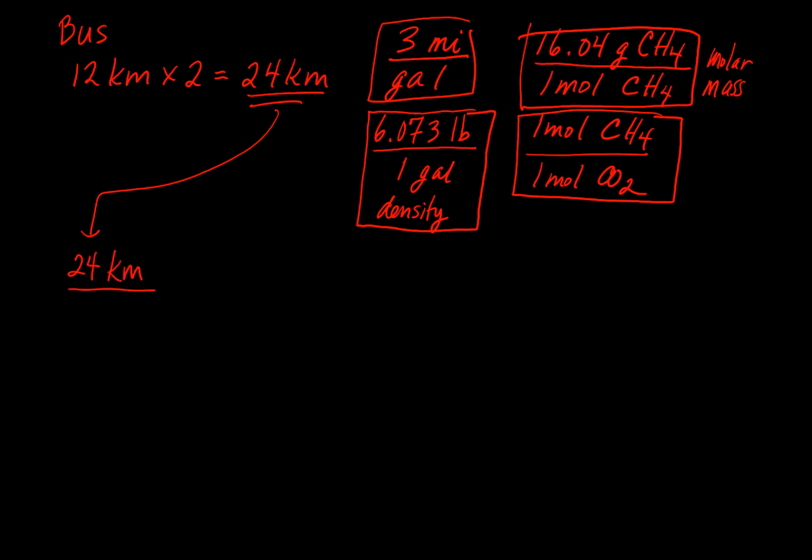The student travels 24 kilometers every day. You know that for every 3 miles that are traveled, you're going to be using 1 gallon of natural gas. So miles is a distance, kilometers is a distance, so you can use that conversion factor if you convert kilometers to miles. You can look this up on your own, that there are 1.60934 kilometers per 1 mile.